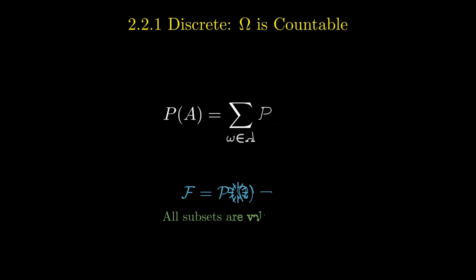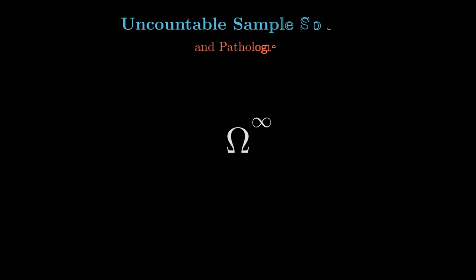Singletons. Here, the sigma-algebra is typically the power set P(Ω), meaning every conceivable subset of outcomes is a valid event. Uncountable sample spaces and pathologies. The necessity of the complex machinery we will discuss later, F and Borel sets, arises when Ω is uncountable.